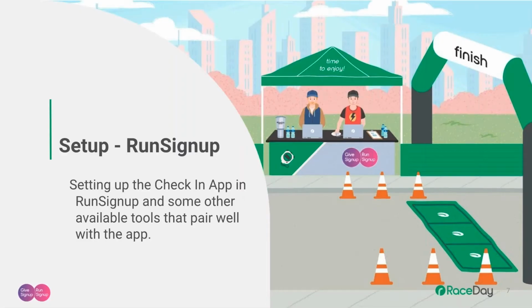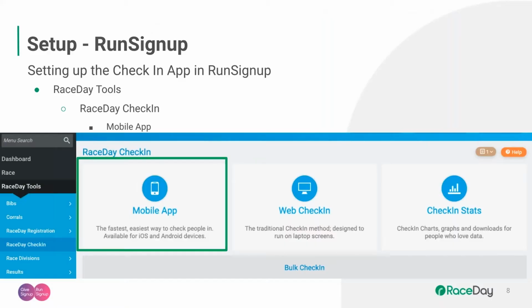So let's go into the setup, specifically for RunSignup. In RunSignup, you can go into RaceDay Tools, and under RaceDay Tools, there's RaceDay CheckIn. And we're going to be specifically talking about the CheckIn app, not web check-in. Both act in a very, very similar way, and you're able to dynamically assign bibs, things like that, and check people in in both scenarios. However, again, today we're going to be talking about the app specifically.